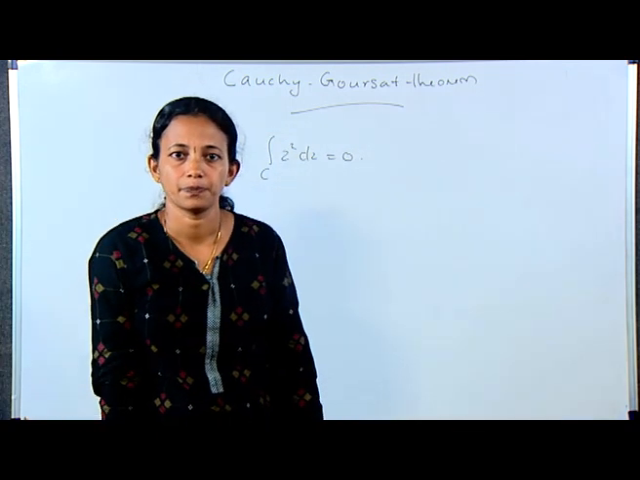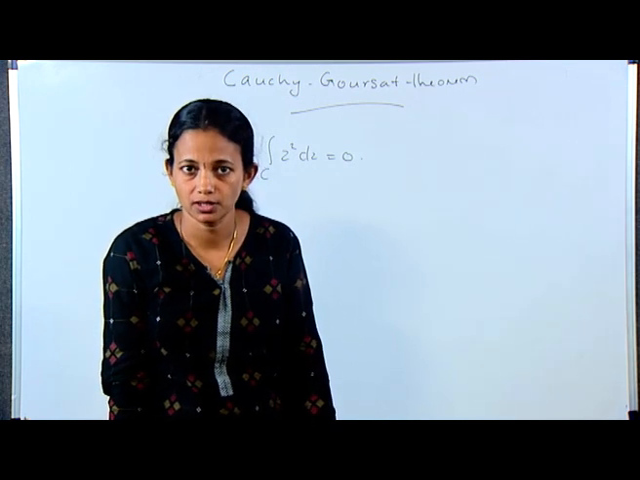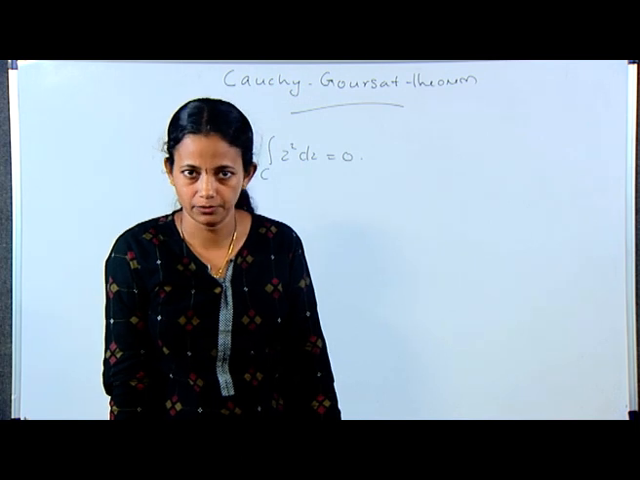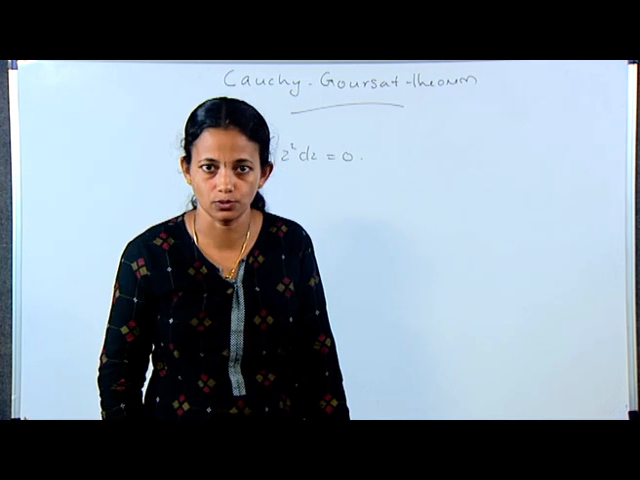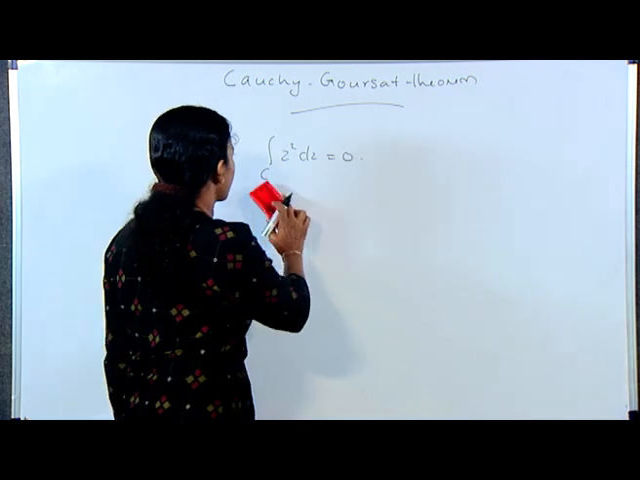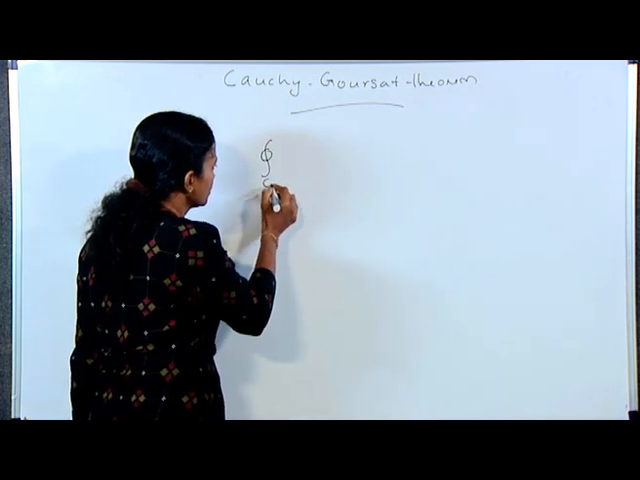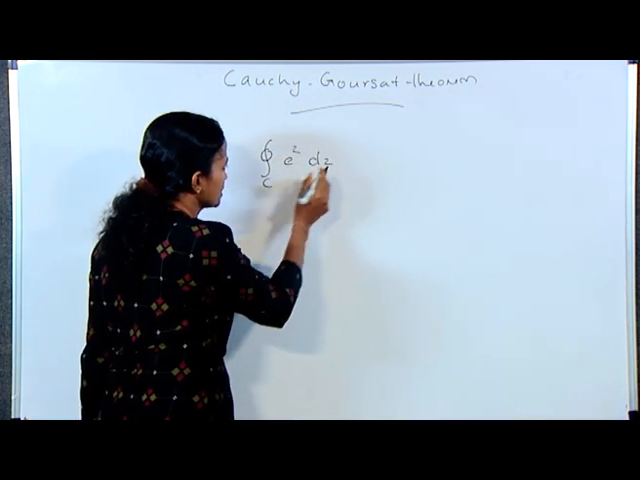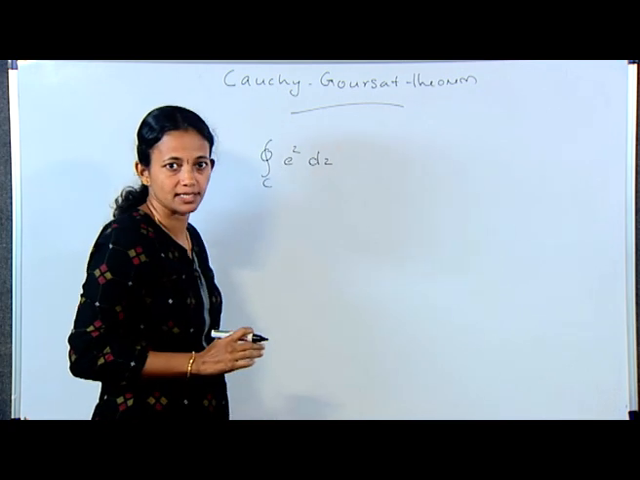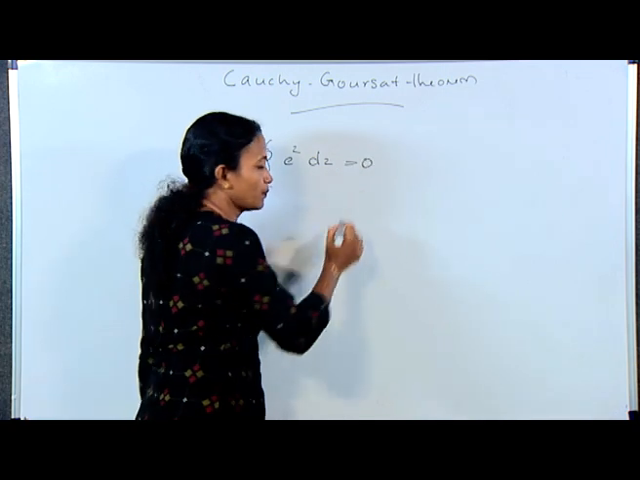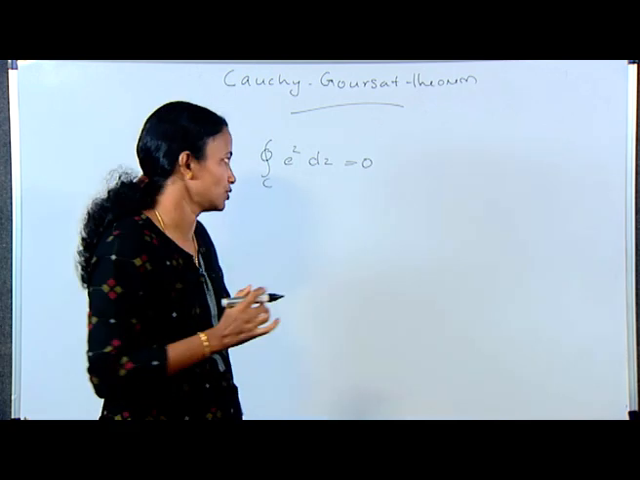Next example. Since e raised to z and cos z are analytic functions, by Cauchy-Goursat theorem, we can say integral over C of e raised to z dz is equal to 0. It is over the closed line, e raised to z dz, which is equal to 0, and integral over C of cos z dz is equal to 0.